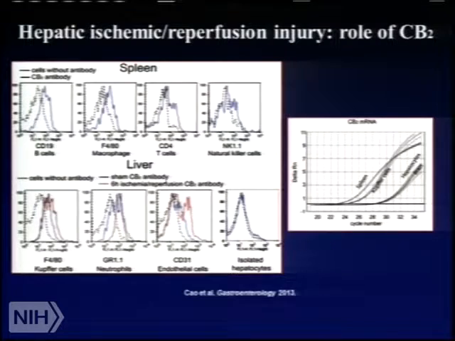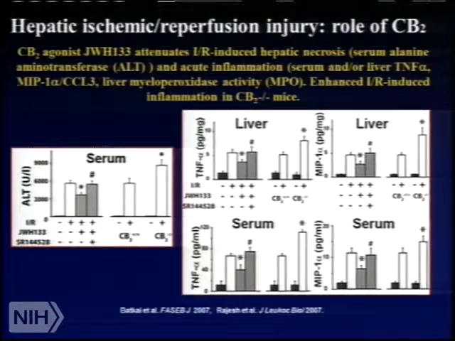And where are these receptors in the liver? So this is just, you see the spleen, this is flow cytometry. So this is without the CB2 antibody, the black and blue is red. So you see that B cells and macrophages have CB2. In the liver, in hepatocytes, there is no CB2. And there is CB2 in Kupffer cells, which are macrophages, in neutrophils and endothelial cells as well. But there is no CB2 in hepatocytes. This is just to keep in mind.